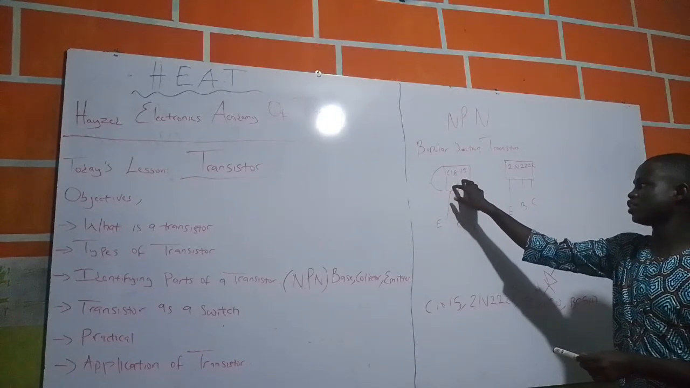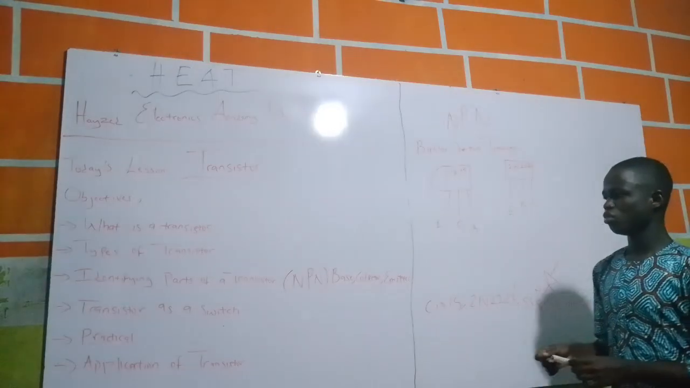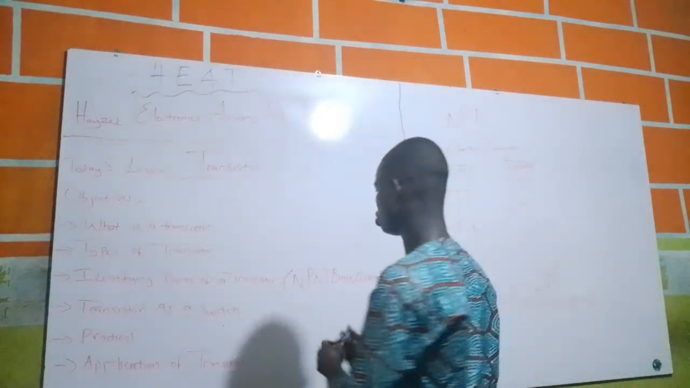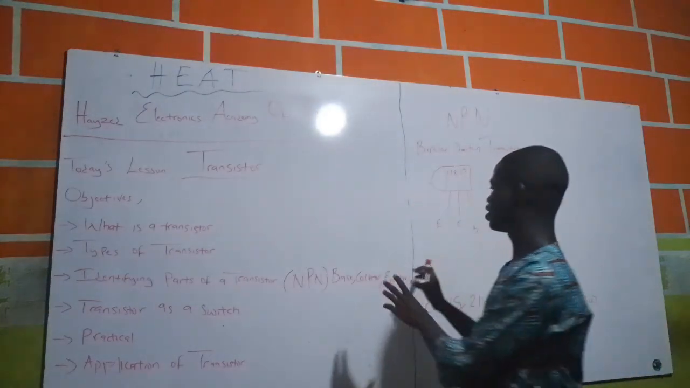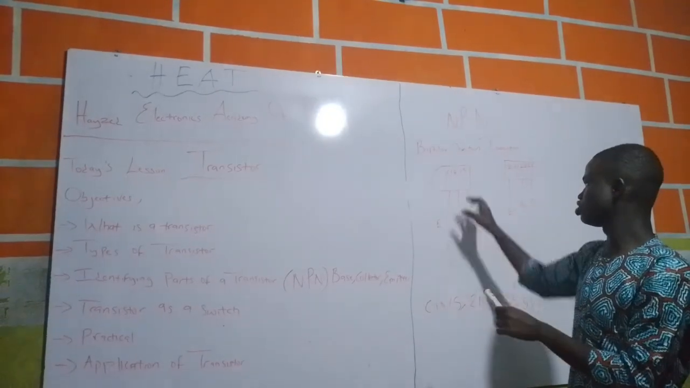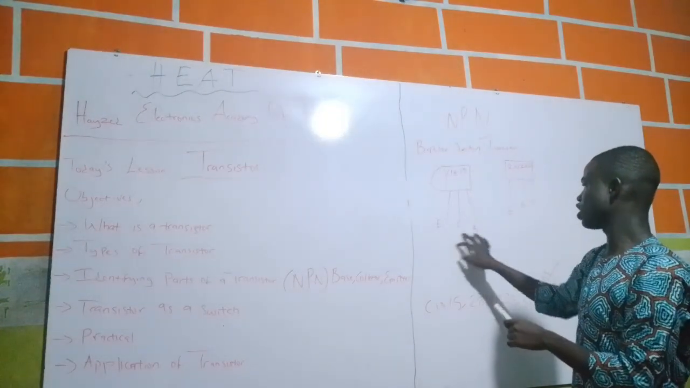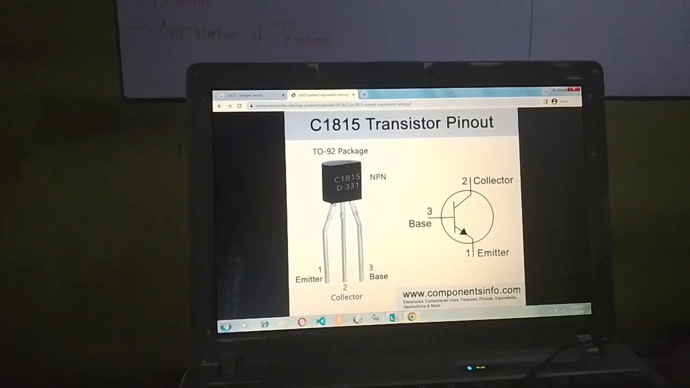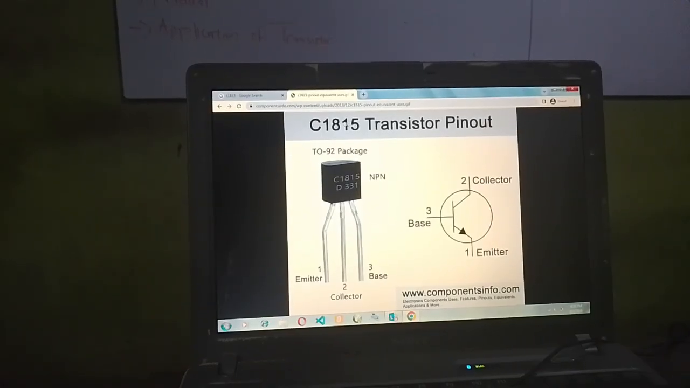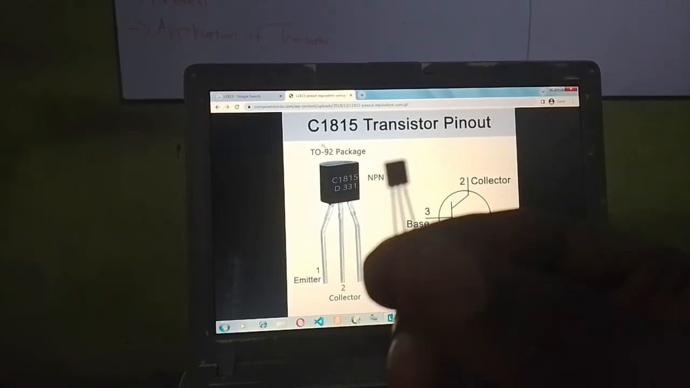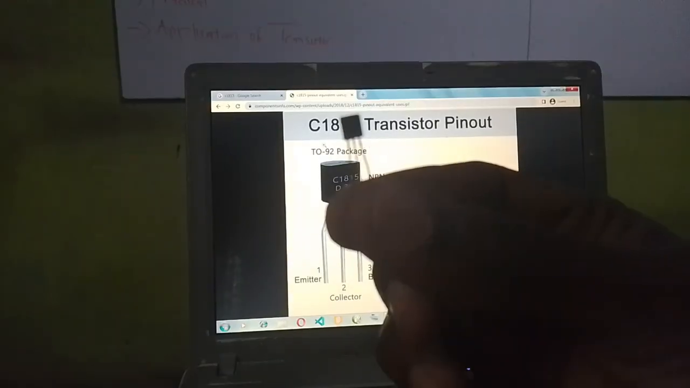That means from the flat side. So before I go to the next topic, let me show you what I'm saying by going online, searching for two different types of transistors and showing you the pinout diagram. Can you see what I say? Now I'm live on Google and I typed C1815, and this is the transistor here, though you might not be able to see it clearly because of the camera.